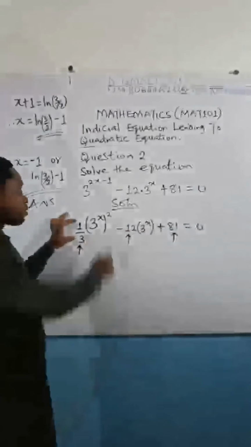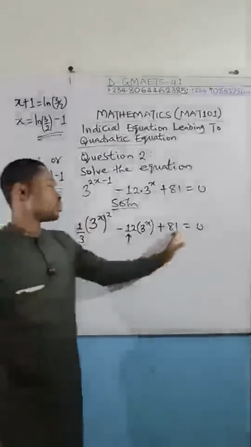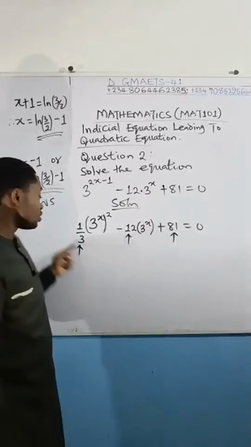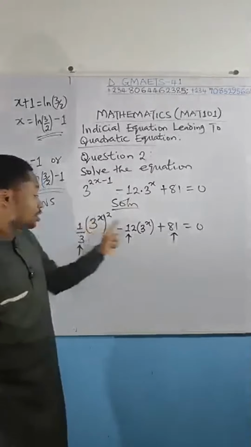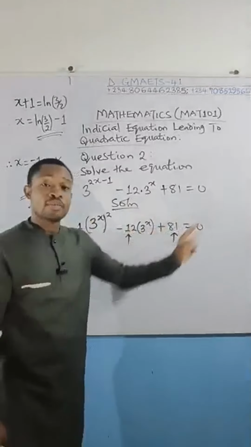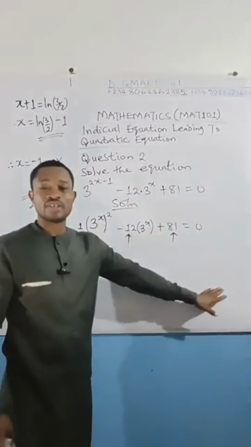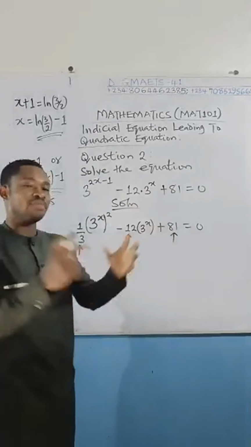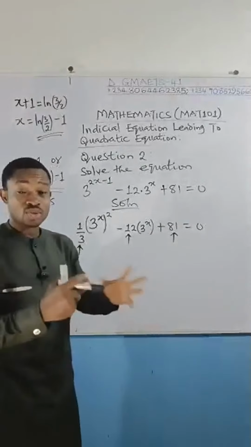Use the coefficient of this term carrying power 2, which is 1 over 3. Use it to multiply this 81. You see, somebody might decide to say, let me clear fraction by using the LCM 3 to multiply all the numerators, like I said. But doing that, you remember I showed you something here. The numbers will increase, making it a bit cumbersome and complex to factorize.